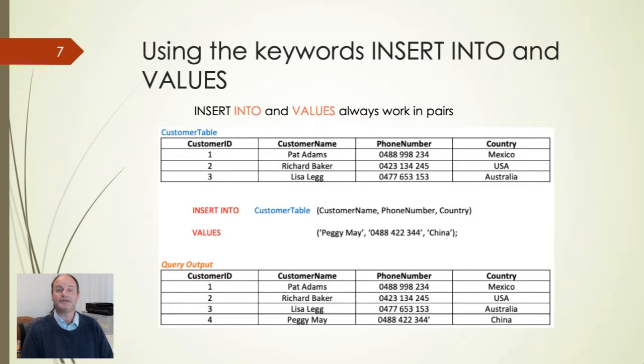In this example, we see how to add a new record to the table. We use the keywords insert into, and this is always followed by the keyword values. You may have noticed that we have not included customer ID on the insert into row. This is because it should automatically generate that number as the customer ID data type is auto number.